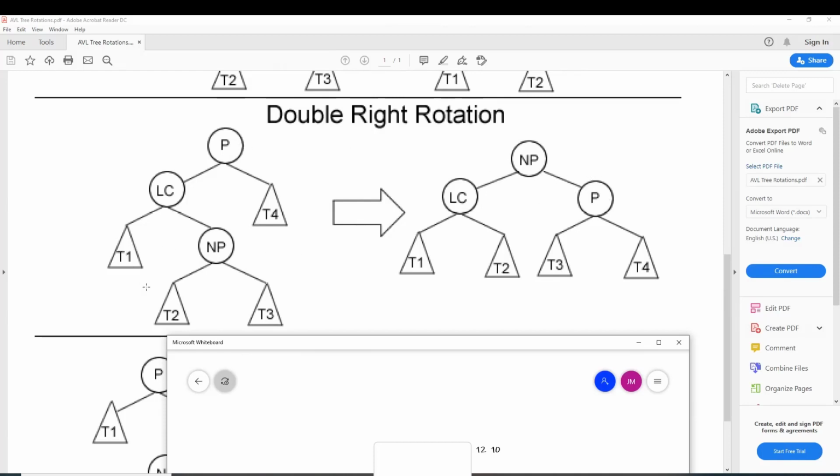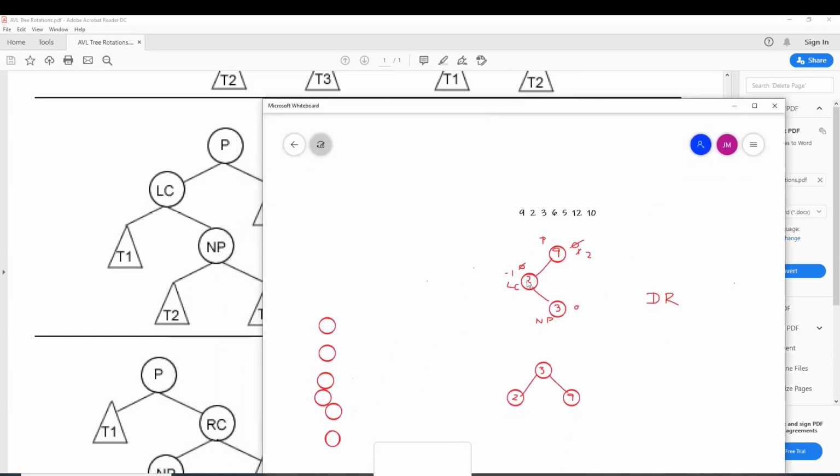And I have these triangles here, T1, T2, T3, and T4, which have to be reattached. Those triangles represent the subtrees. So T1 is the subtree rooted at the left of the left child. So this was the left child. Its subtree rooted at the left was null. There's no T1. The T2 is the subtree rooted at the left of the new parent.